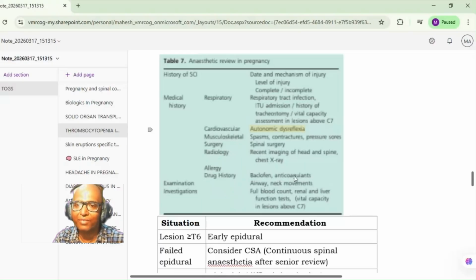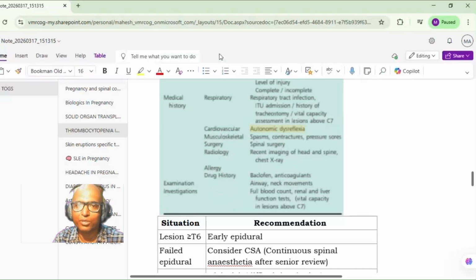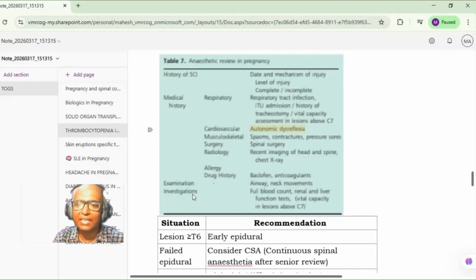Drug history like baclofen, anticoagulants, etc. are important from an anesthesia point of view. Examination and investigations: full blood count, renal and liver function tests, and most important, vital capacity in lesions above the level of C7. Okay.